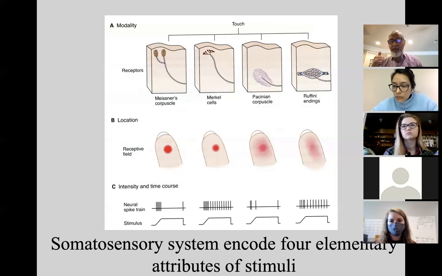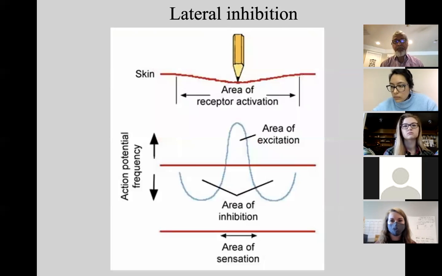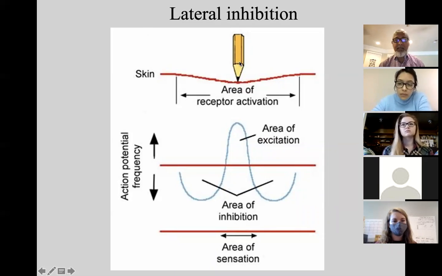Again, there are four attributes of a stimulus that are encoded by the receptors: modality, location, intensity, and time course. Very important concept. Now, as I said, this pencil is showing the area. This is the skin, the surface of the skin. If you apply a stimulus with this one, you press on the skin, so the receptors of this area of the skin will be activated, right?